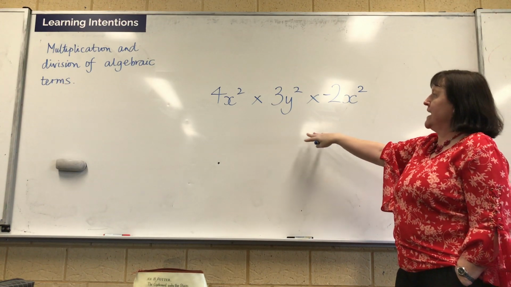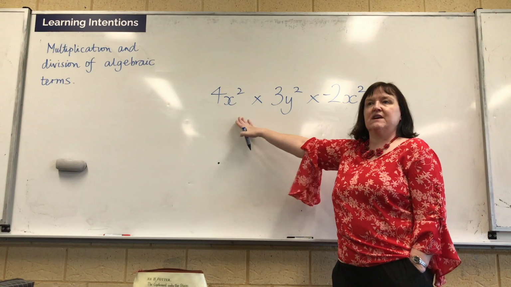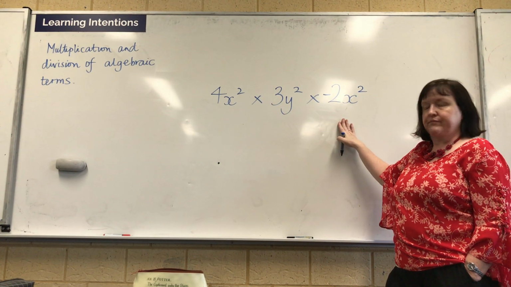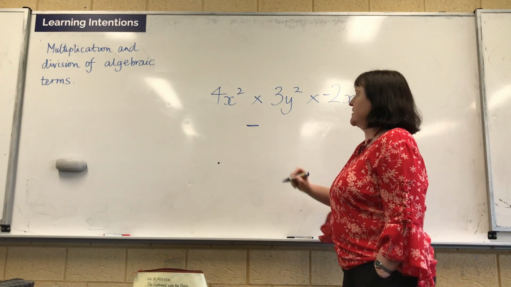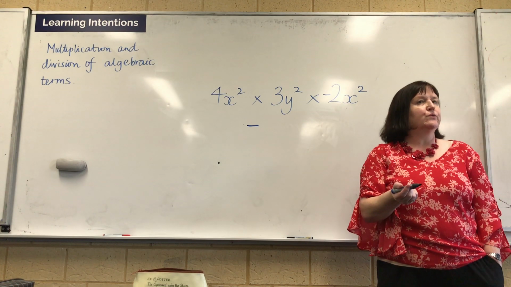So let's just write, what's the sign going to be? Because we've got positive times negative. Negative. So we're going to have a negative answer. What's the coefficient? 4 times 3 times 2?